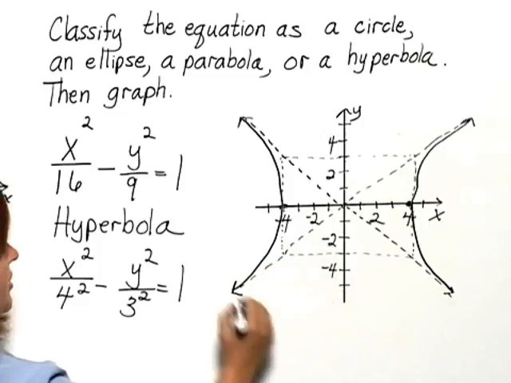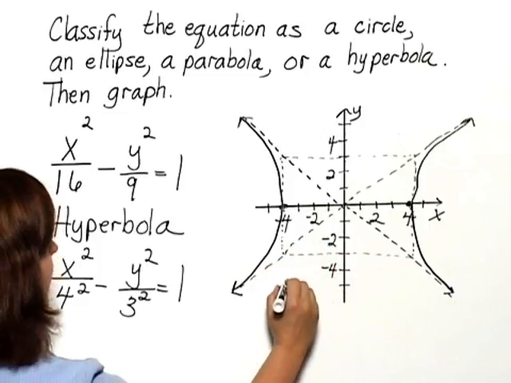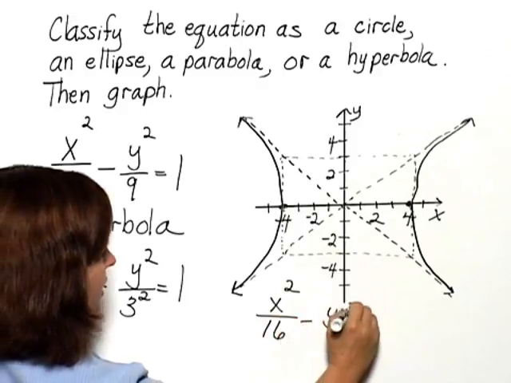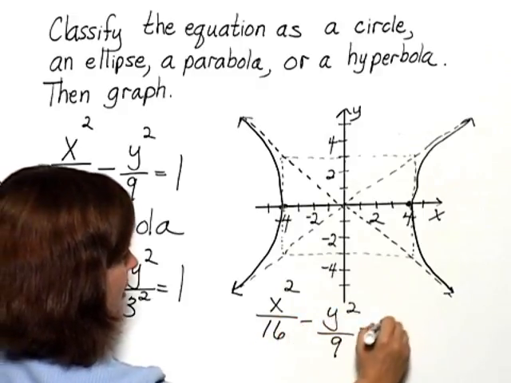And those two branches form the graph of the hyperbola, x squared over 16 minus y squared over 9 equals 1.